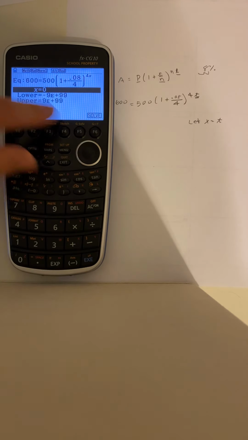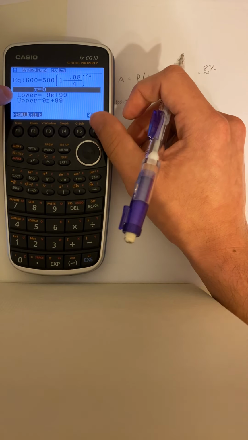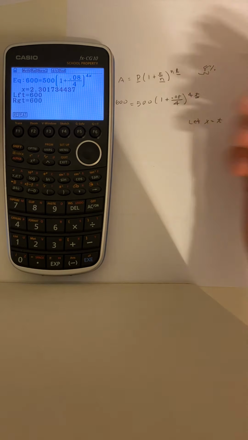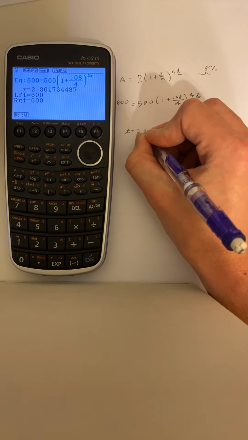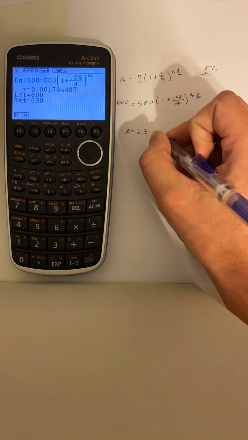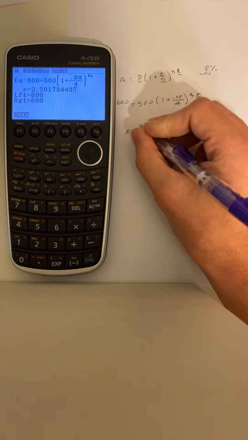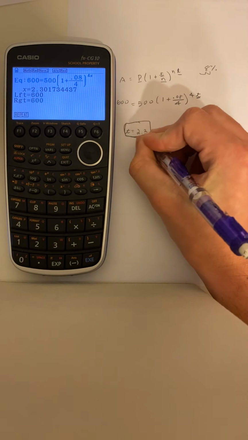Then we hit solve. We see that it pulls up x equals 0. We know that's not correct, so we hit solve again because that pulls up the last answer. So we get t equals 2.3, and we can tell that that's our final answer. So t equals 2.3.